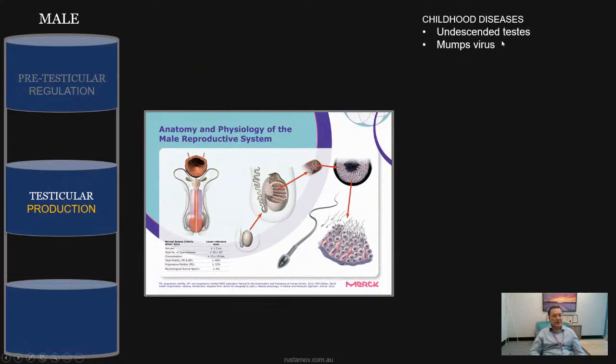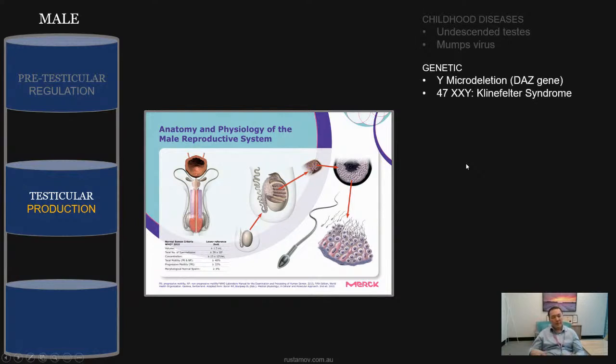The reason undescended testis, if it's not treated early enough, can cause a testicular problem is that sperm and testicular tissue should develop in the cooler environment of the scrotum. If the undescended testis is located in the abdomen or abdominal wall, where you have increased temperature, this can cause irreversible damage to the testicular tissue. And mumps virus is also very damaging to the testicular tissue.